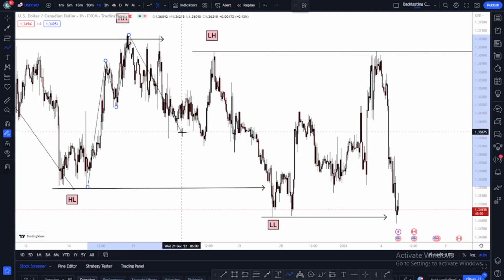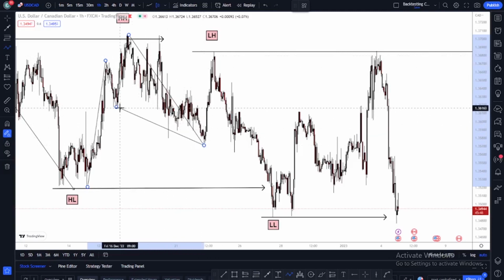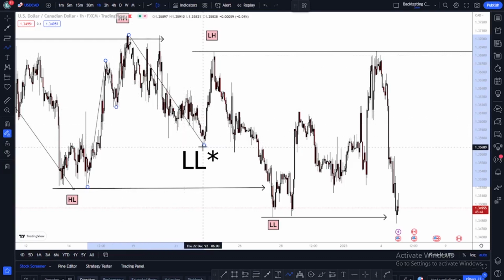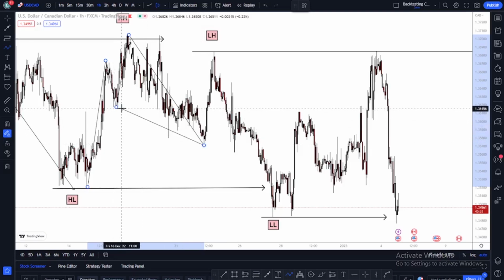Then what did price do next? Price broke a higher high and created a what? A higher low, meaning we are bearish now on the H1. From bullish to bearish. Why? Because this low is lower than that of this low. Okay, so now the H1 is bearish.